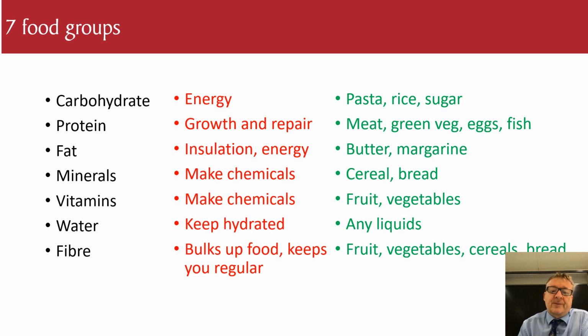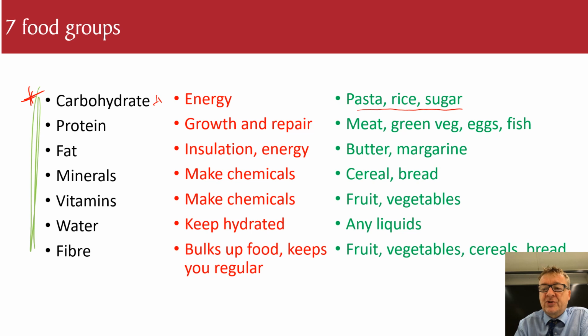To start off, we've got these 7 food groups. I've written the 7 food groups down this side with a role and an example of each one. Carbohydrates: their main role in the body is to provide energy. Best examples: pasta, rice, sugar.